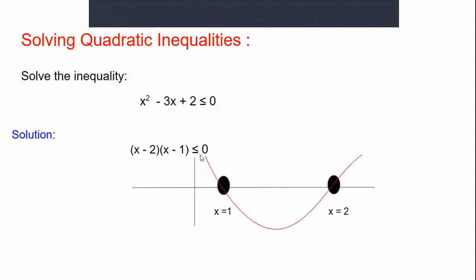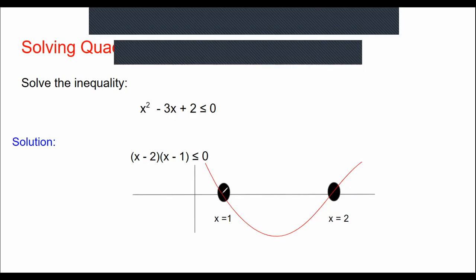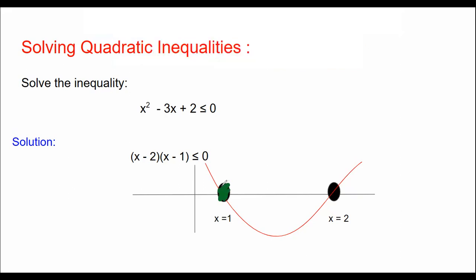Now, all we have to do is look at the sign. We have less than or equal to 0. And if we go back, we said that if it's less than, it's beneath the x-axis. And if you have the equal to sign, it means that the points that are on the x-axis are included. Okay, so I'll use my nice green color to show you. So here, I'm including this point, this black point.